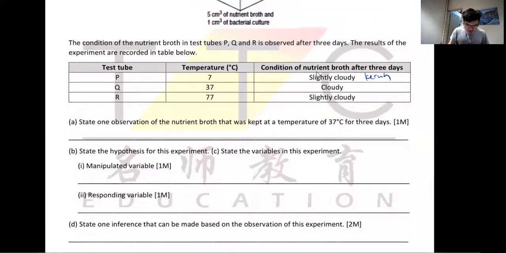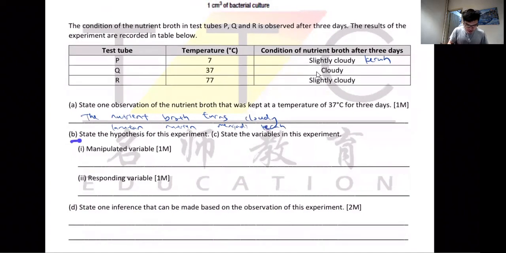State one observation of the nutrient broth that was kept at 37 for 3 days. There is only one observation for this. The nutrient broth turns cloudy. I don't know what nutrient broth is called in Malay. Is it called larutan nutrient? Larutan nutrient menjadi keruh, becomes dirty. That means bacteria is growing very well.